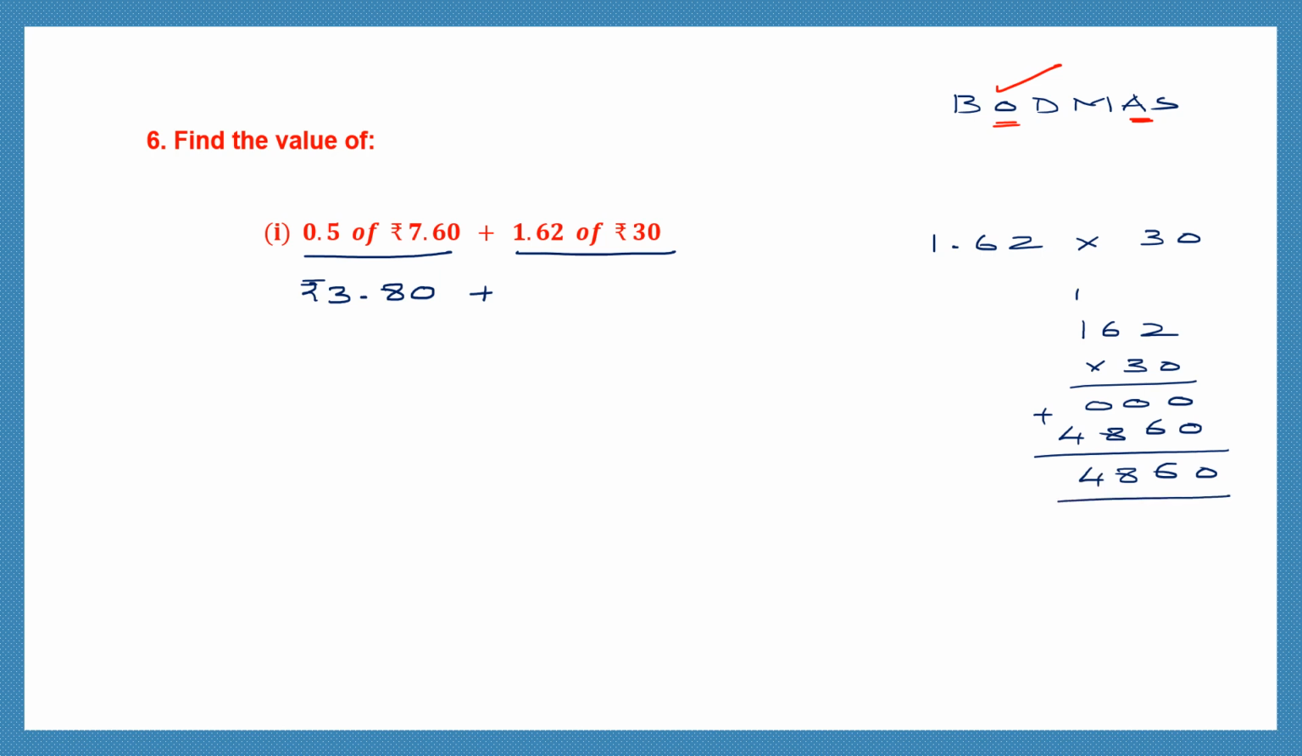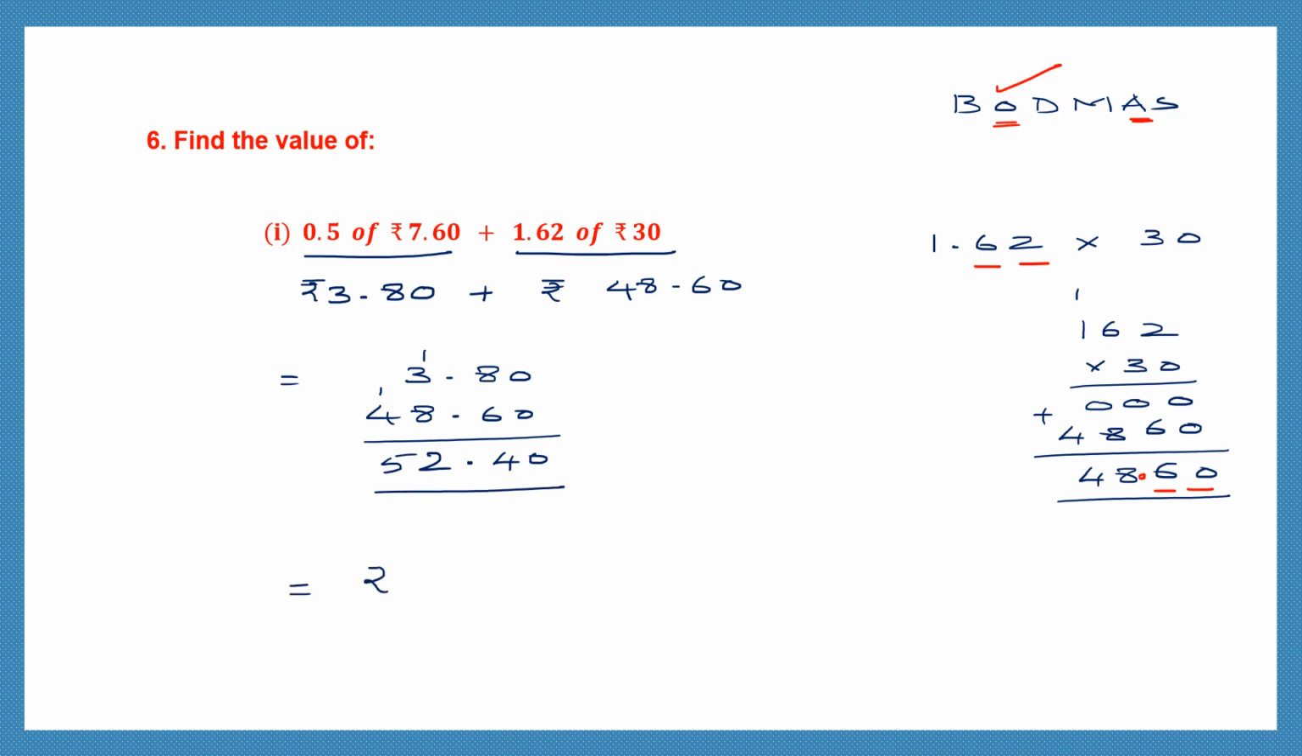Now let's go back to the question and count the number of decimal places. 1, 2. So here also we should have 1, 2, 2 decimal places, the point comes here. So here also we have rupees 48 and 60 paisa. Now we can add up both these. So let's add it up here itself. 3 rupees 80 paisa plus 48 rupees 60 paisa. So here 0, 8 plus 6 is 14, carry 1, 3 plus 1 is 4, 4 plus 8 is 12, carry 1, 5. So 52.40. So our final answer is rupees 52.40, that is 52 rupees and 40 paisa.